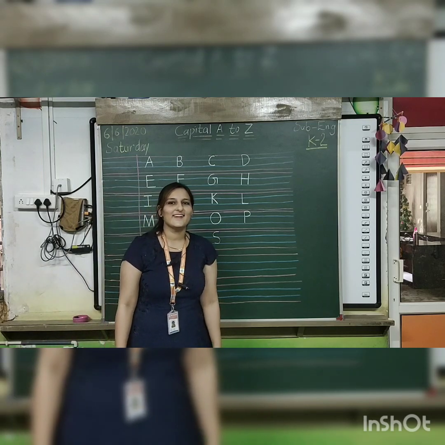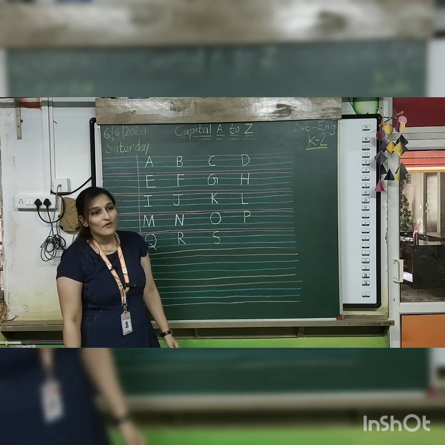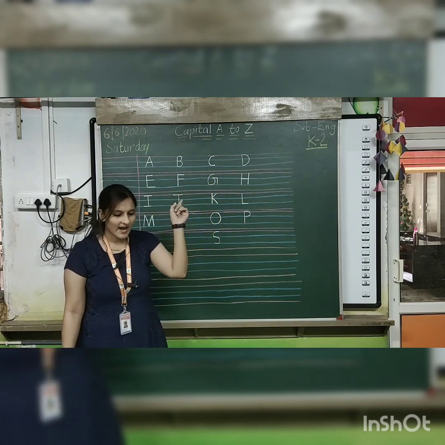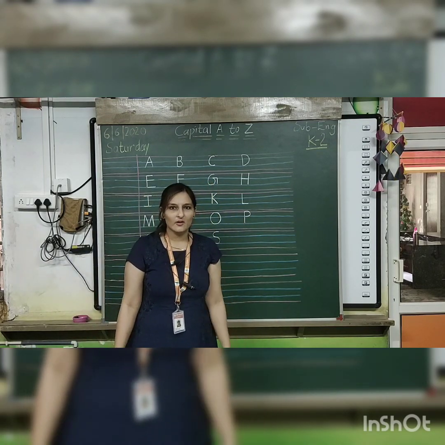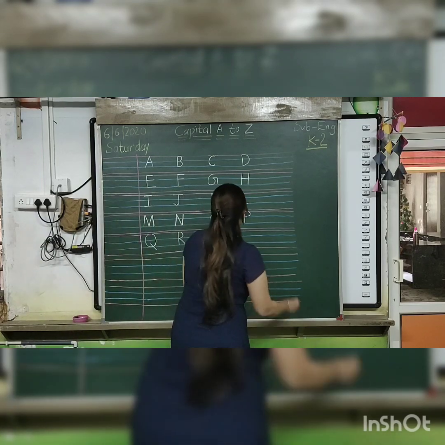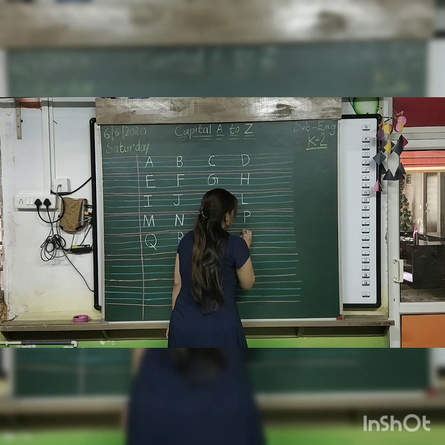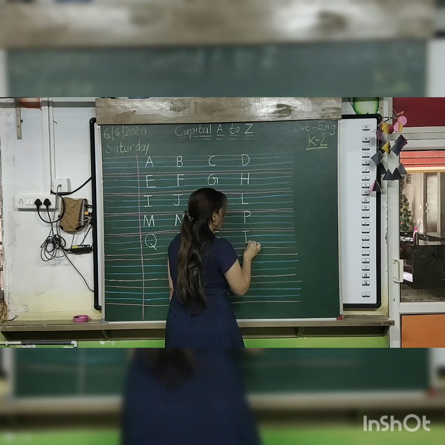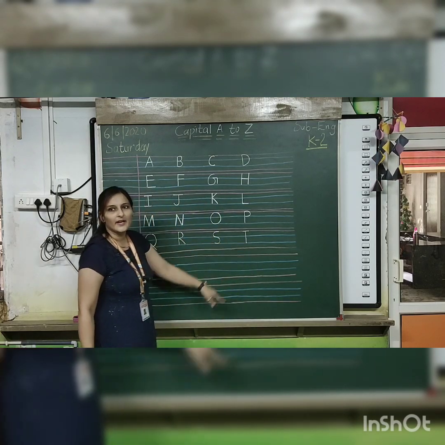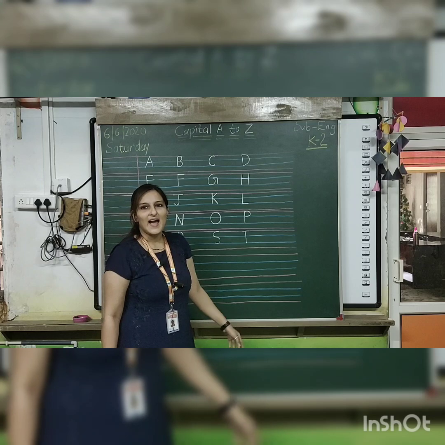S for sun. Where do you see sun? Yes, in the sky. Sun is of yellow in color. Next, leave 2 finger space, then sleeping, big, standing. It should not go on red line. It should be on blue line. Okay. T for tiger.